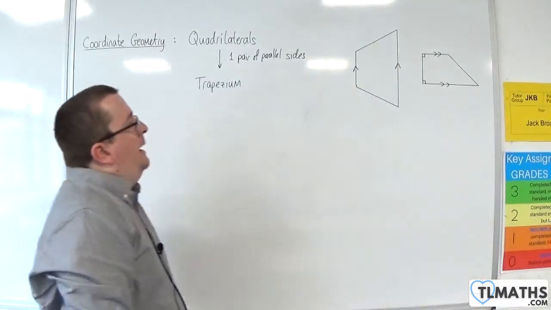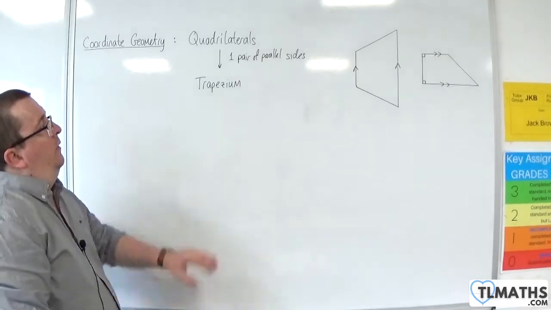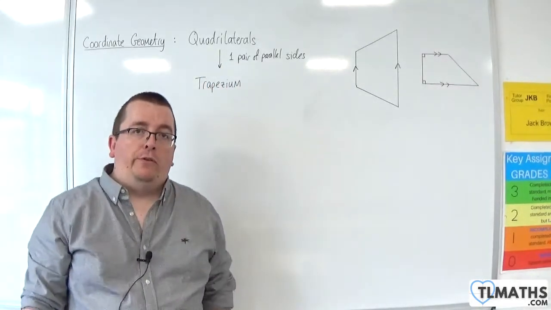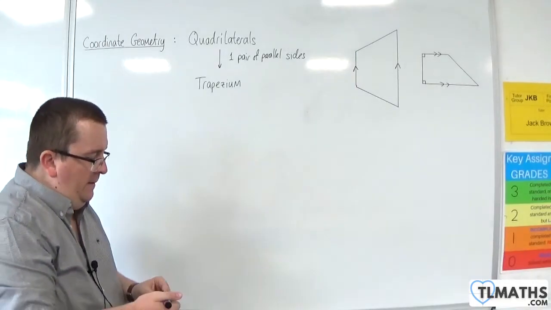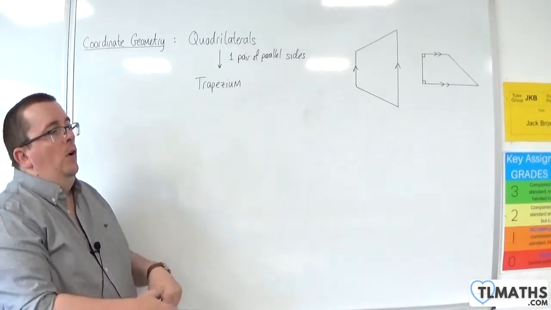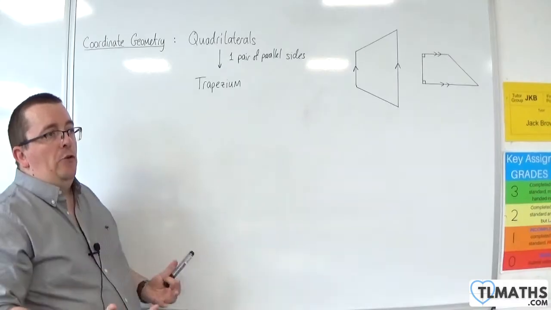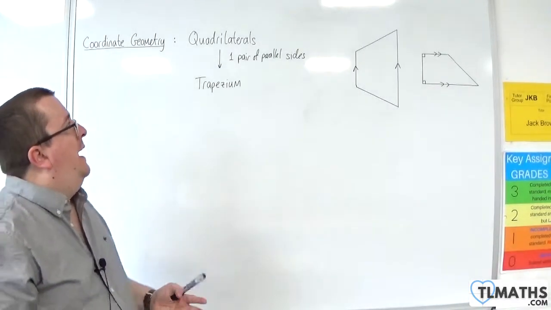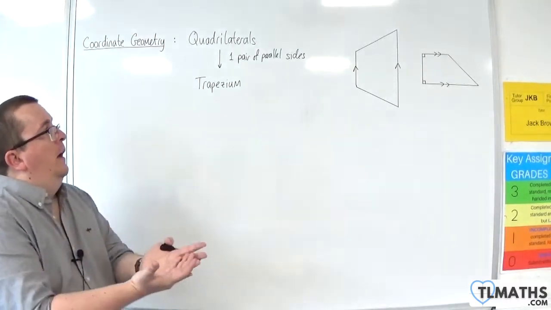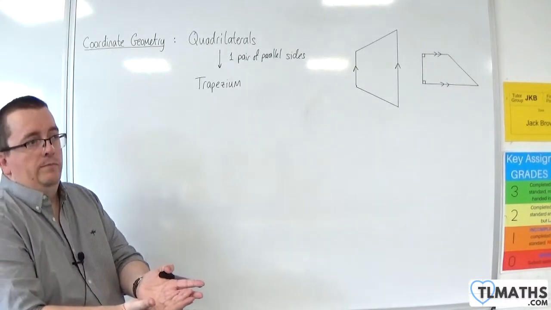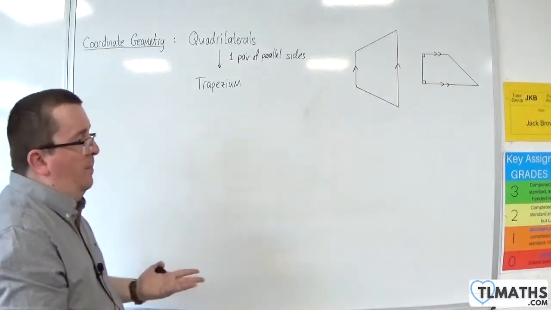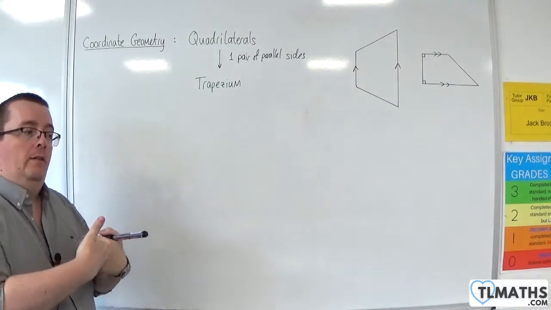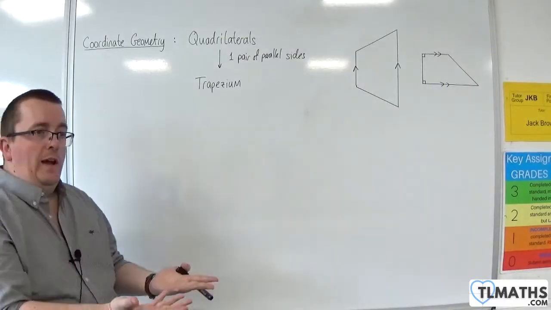Okay, but a trapezium just requires one pair of parallel sides. Okay, so that is a necessary and sufficient condition. You could say that it has the property of one pair of parallel sides. Okay, so it has that property, and that is enough, that is sufficient to then call it a trapezium.